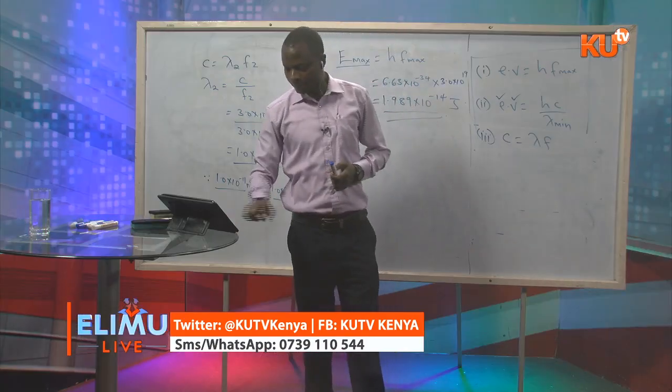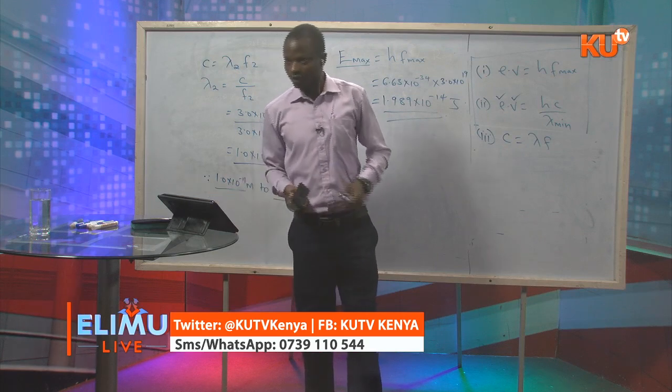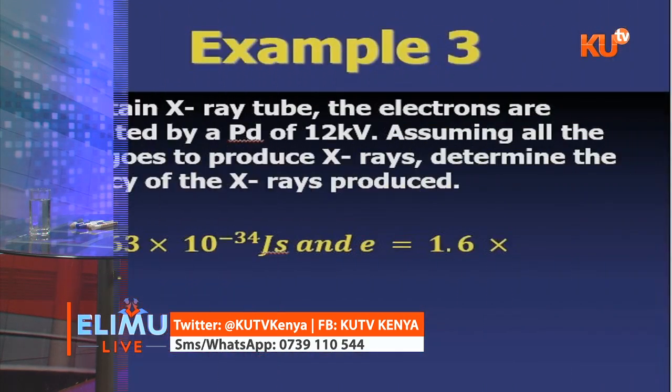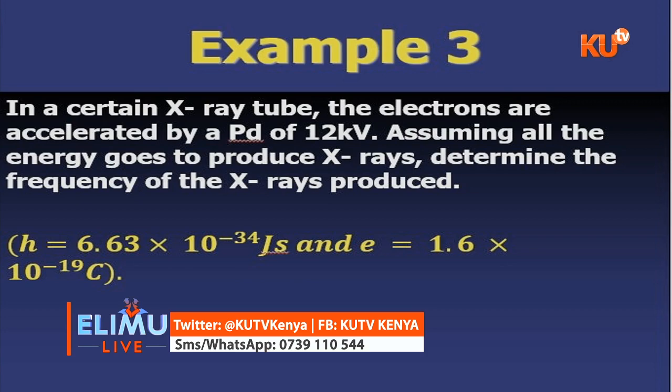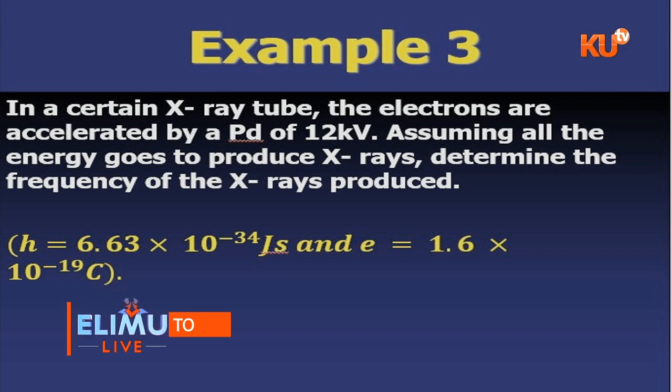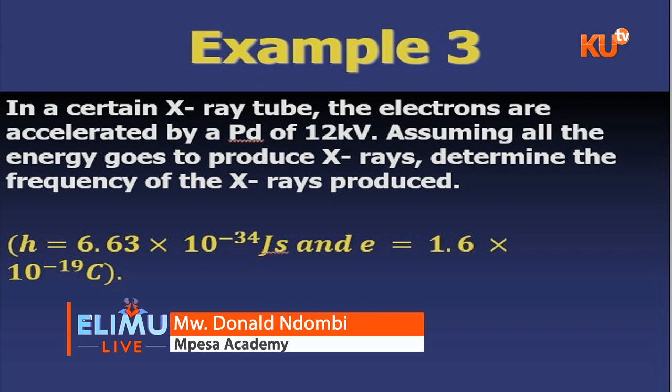The last example, example 3. Still testing on energy of X-rays. If we read together, the question says, in a certain X-ray tube, the electrons are accelerated by a PD of 12 kilovolts. Assuming all the energy goes to produce X-rays, determine the frequency of the X-rays produced.